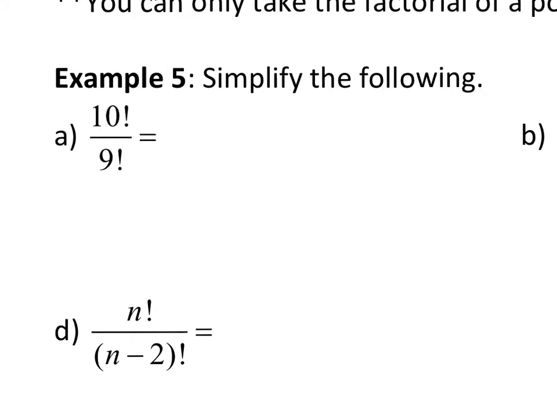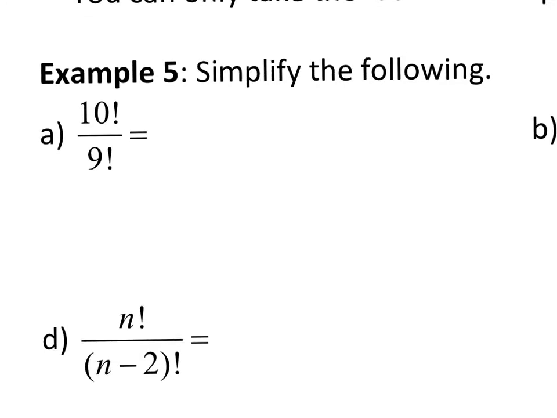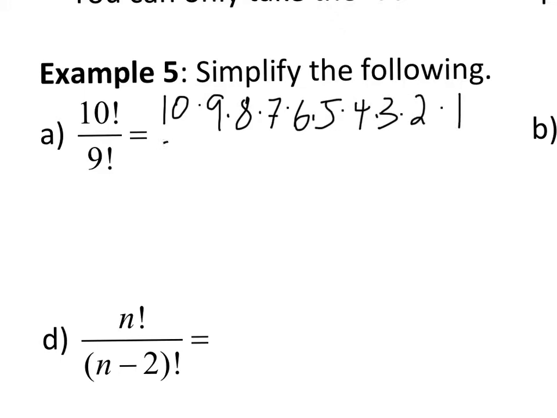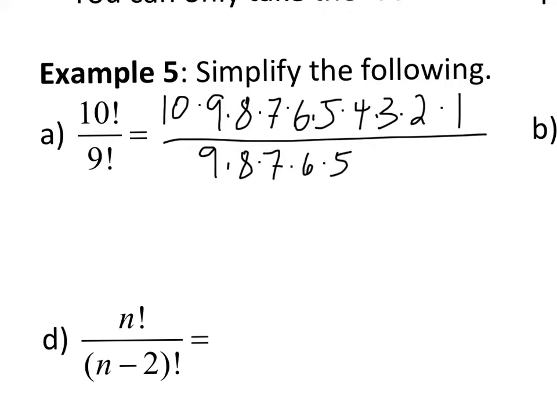Okay, 10 factorial divided by 9 factorial. Ooh, this is exciting. Well, I can write it this way. 10 factorial is 10 times 9 times 8 times 7 times 6 times 5 times 4 times 3 times 2 times 1 divided by 9 factorial, which is 9 times 8 times 7 times 6 times 5, my hand is cramping up, times 4 times 3 times 2 times 1.